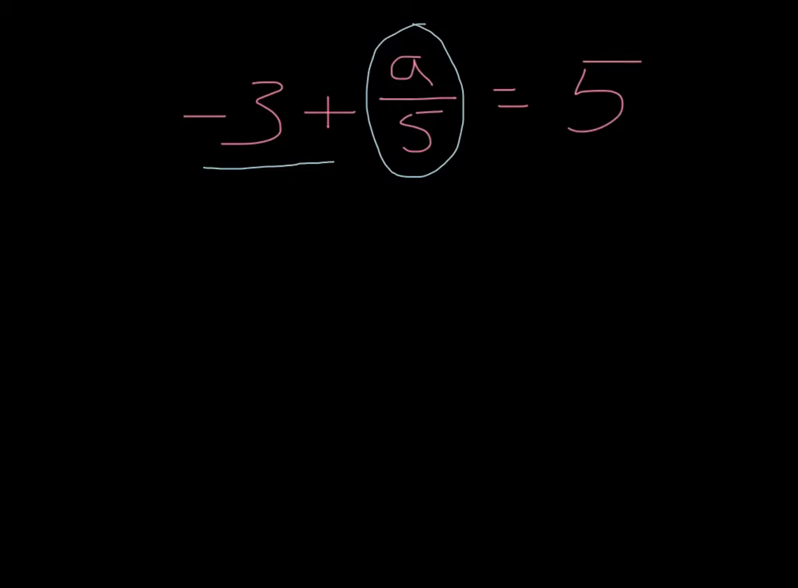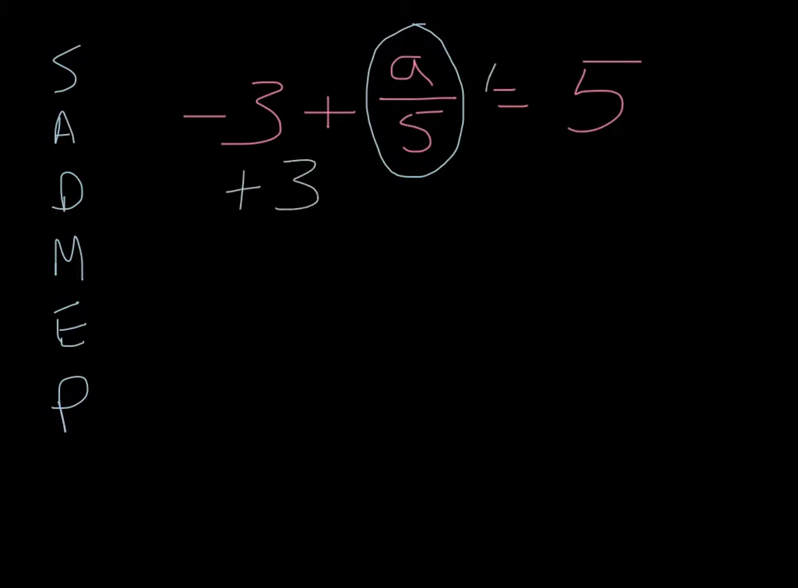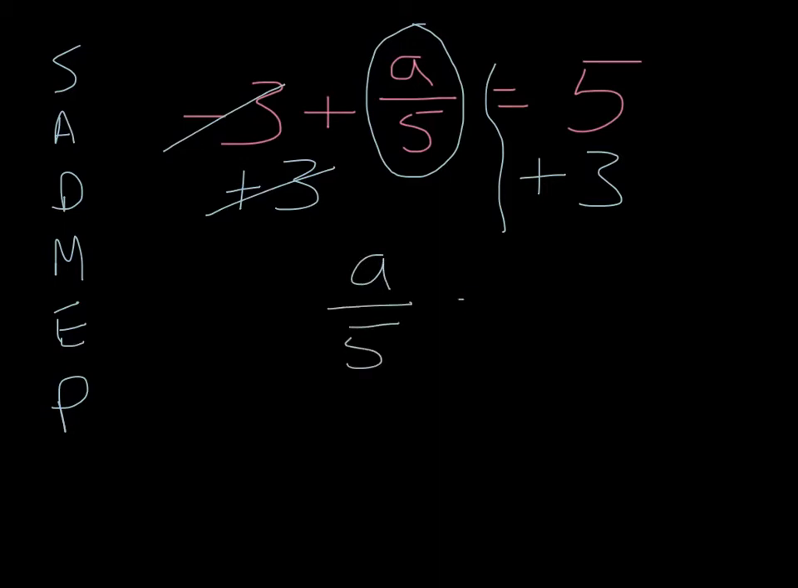We're going to do the reverse order of operations. So we're going to do the SADMEP that we talked about earlier. And so we're going to deal with the addition part first for this problem. How do I get rid of a plus negative 3? I'm going to add positive 3 to this side and add positive 3 to this side. That gets rid of those 3's, and we're going to be left with a over 5 equals 8. 5 plus 3 is 8.